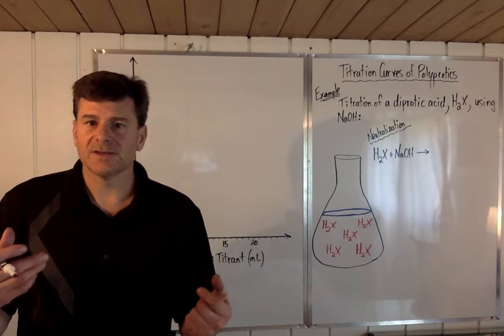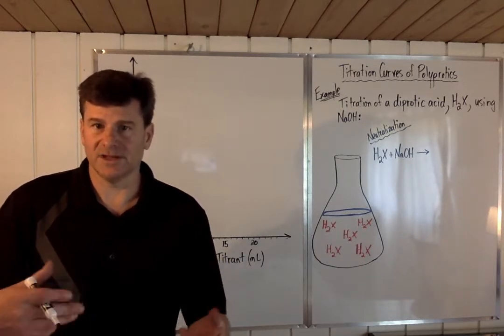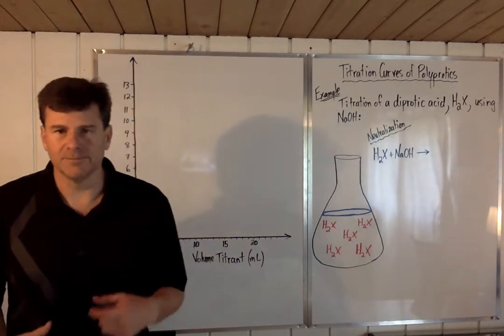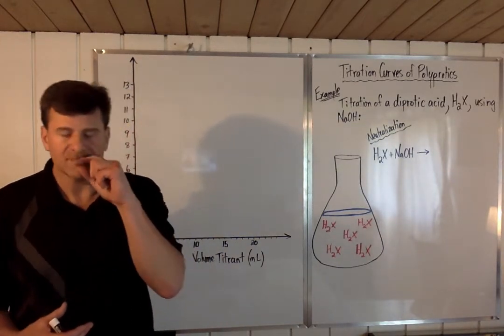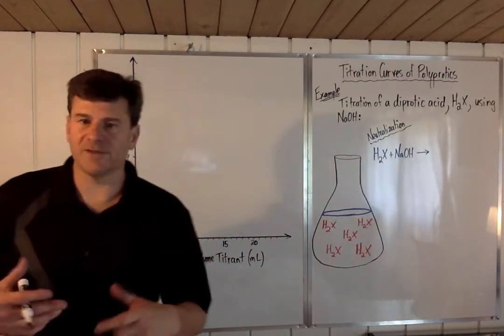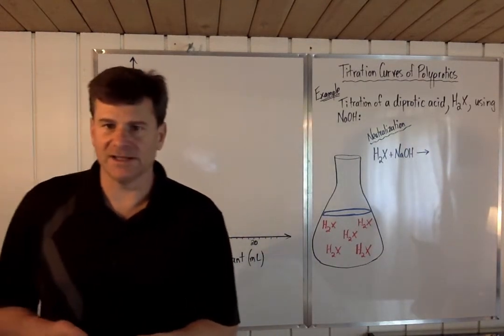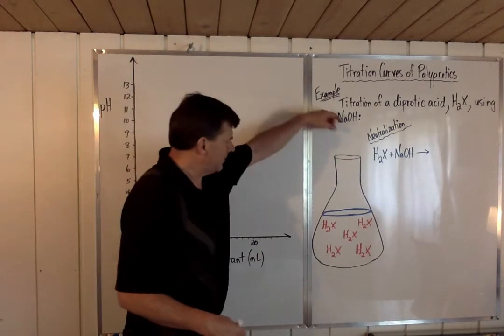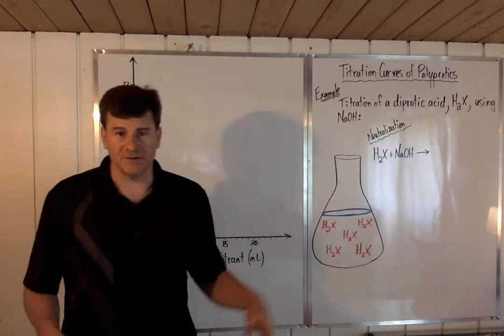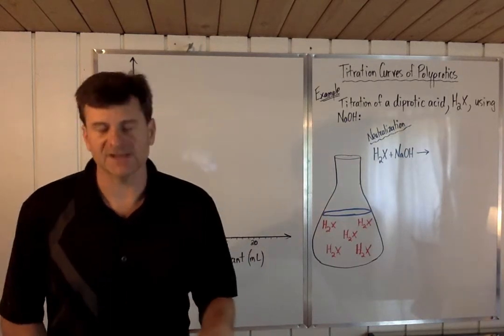And that's where, with the addition of more base, there's going to be a resistance to change in that pH because you're creating a buffer solution. Now, I'm going to stop right there. I'm just going to draw the beginning of this curve because I want to get in a little bit of the theory. So over here I've got a picture of an Erlenmeyer flask, and in there I've put 5 molecules of H2X.